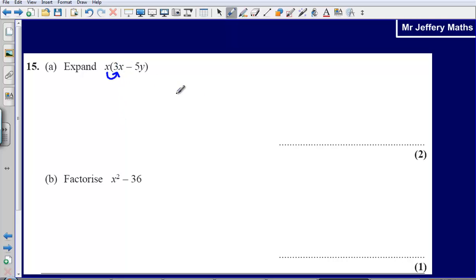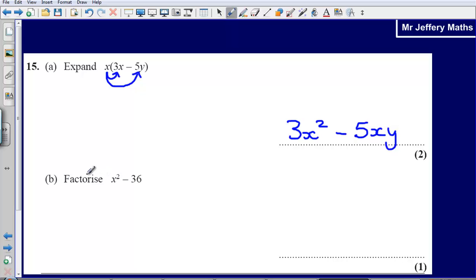So x multiplied by 3x, that's going to give us 3x squared. Then we're going to multiply x by negative 5y. So x multiplied by negative 5y is going to give us minus 5xy. Doesn't matter what order the x and the y are in, so you could have minus 5yx. That's a common answer to give as well, and it's correct.